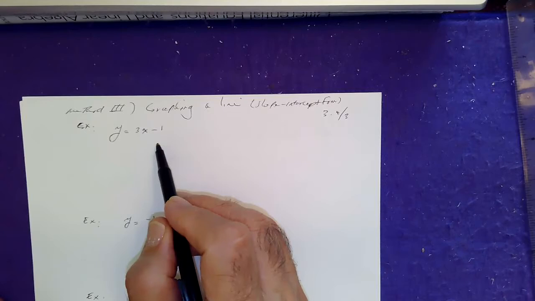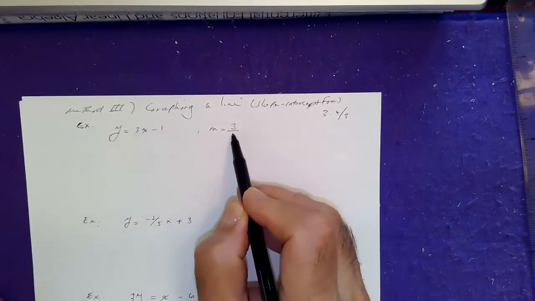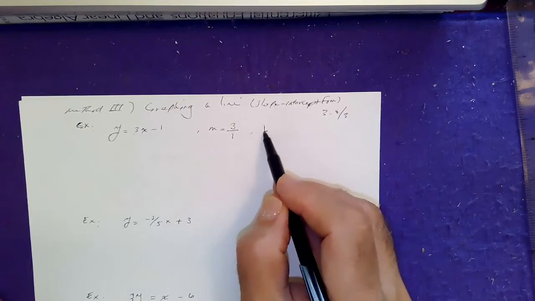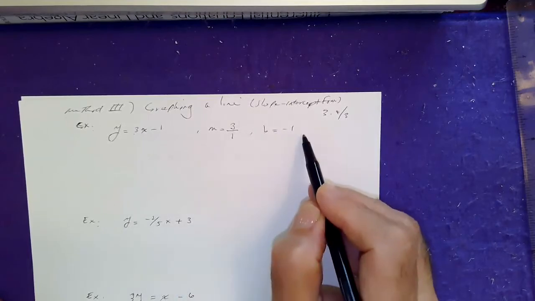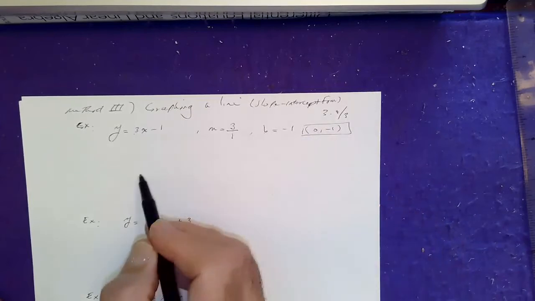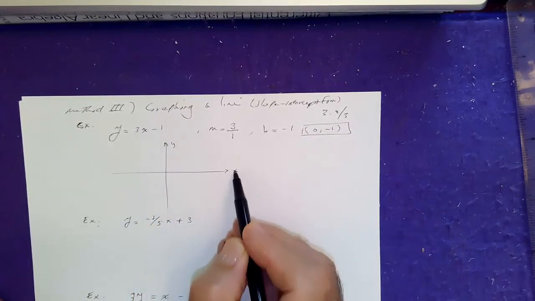This guy is in pretty good shape. I can identify the slope as 3, give it a denominator of 1 because the slope is a ratio of two numbers. And the y-intercept is -1. Remember, we write this as (0, -1). Am I ready to graph this? You betcha. Here we go.